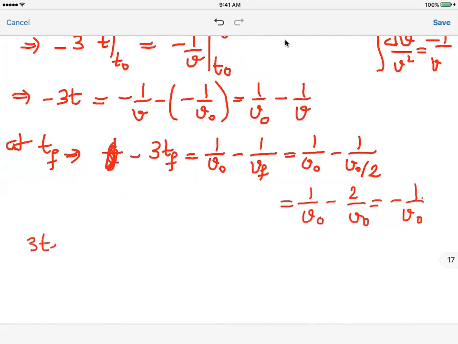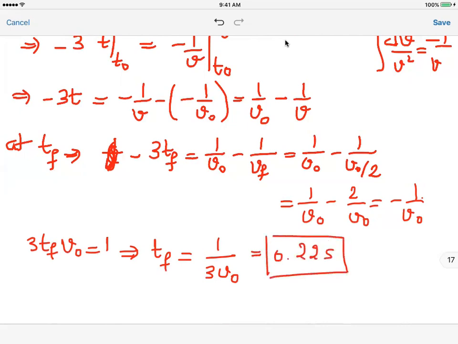So 3 t final multiplied by v0 is equal to 1. And so t final equals 1 over 3 v0. If we replace v0 by its value, which is 1.5 meters per second, we end up with the value 0.22 seconds for the time.